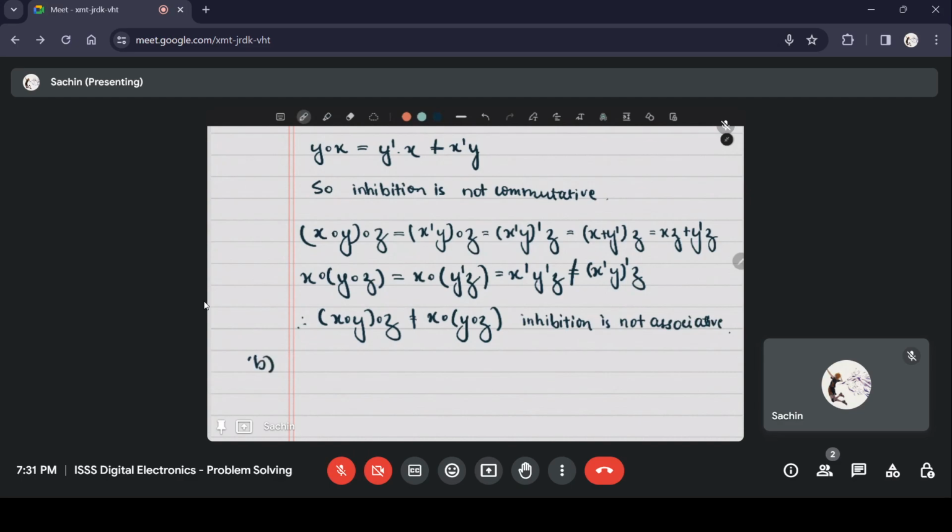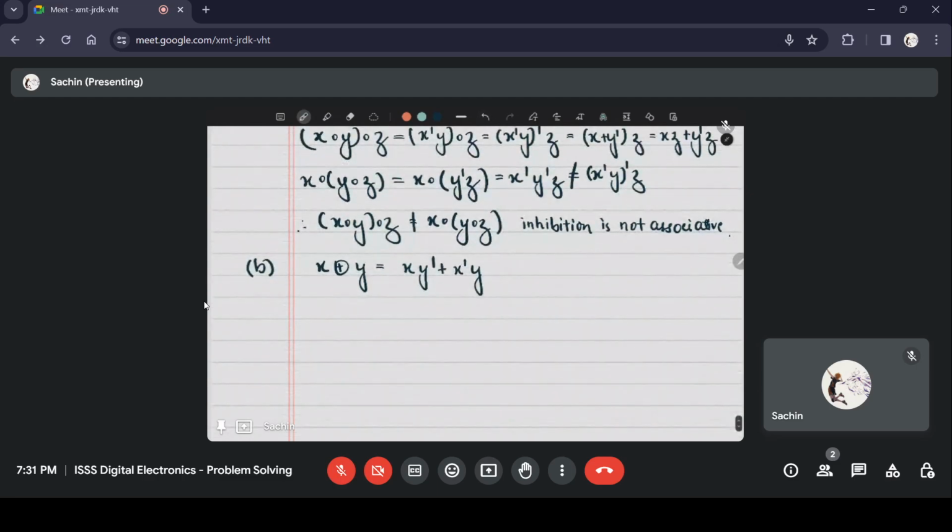For part B, we have to show this with XOR. X XOR y is xy bar, or xy prime plus x prime y. Y XOR x will then become yx prime plus y prime x, which is nothing but xy prime plus x prime y. It's nothing but x XOR y. Therefore, XOR is commutative.